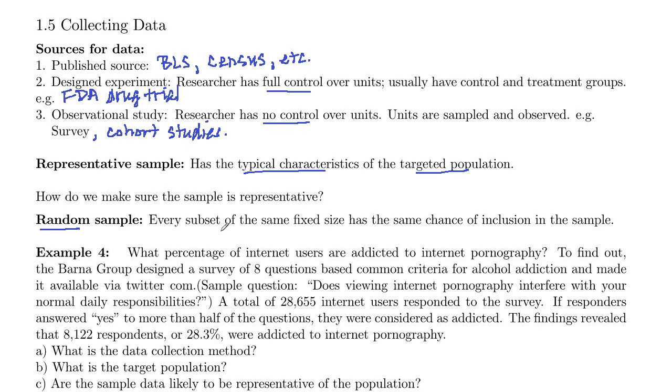Now, just randomly picking items is only one type of sample. We'll see later that there's actually several types of samples. But a random sample is going to be one where every subset of the same size, like every subset of size 10, has the same chance of being included in the sample. That's roughly equivalent to saying that everything that's in the sample had the same chance of initially being chosen.